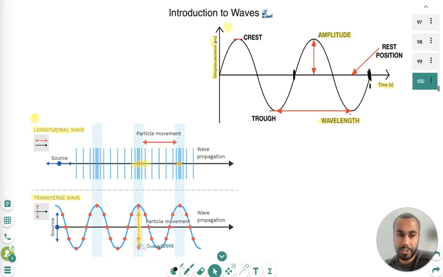A key distinction: longitudinal waves can pass through all states of matter. Transverse waves can only pass through solids and gases. If you want to challenge yourself, look into the discovery of Earth's liquid outer core, because this was done using this property of transverse waves.